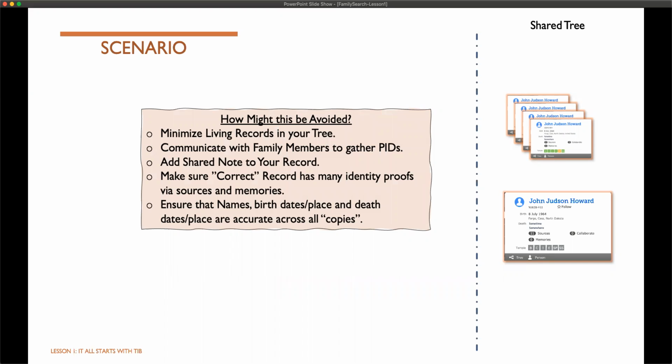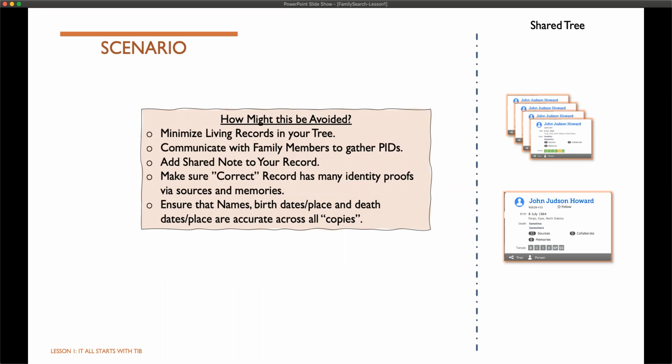So how might this be avoided, right? Because creating duplicates is not a good thing. I hate to say it's inevitable, but it's easy for it to happen. So a couple of thoughts here. This is just me thinking about this. So one, you might consider minimizing the living records that you have in your tree for family members that are peripheral to you. If you're looking for information from you back into the tree, you might not necessarily want or need a bunch of living records in there.